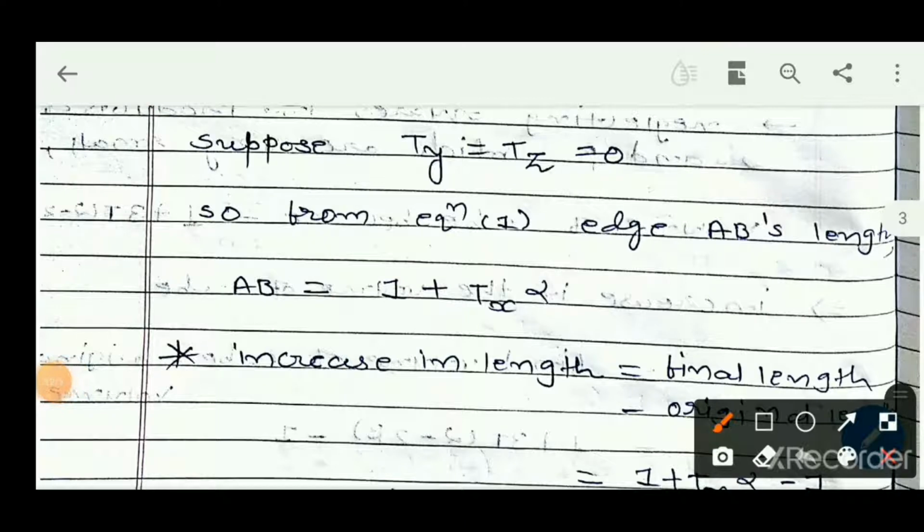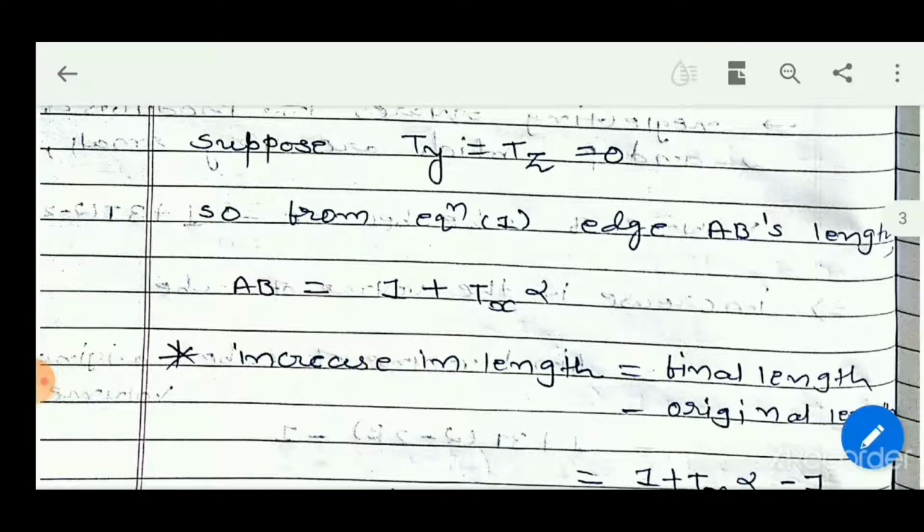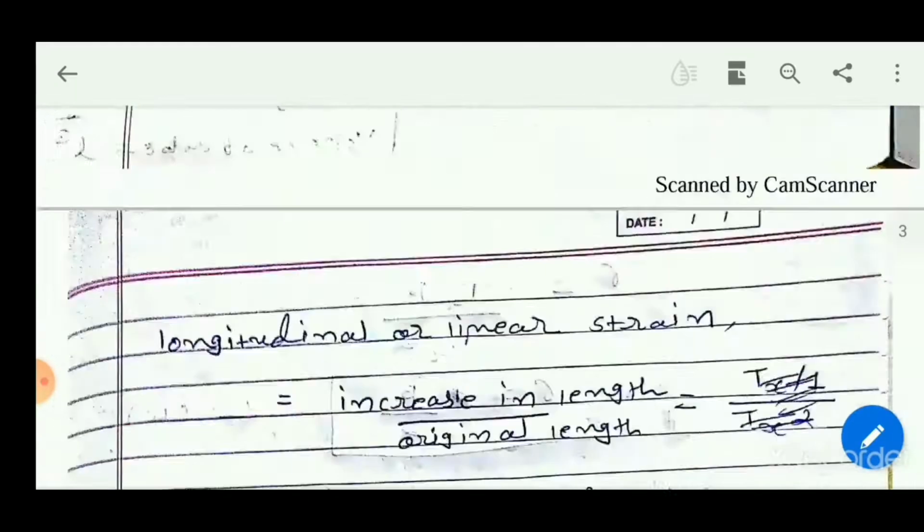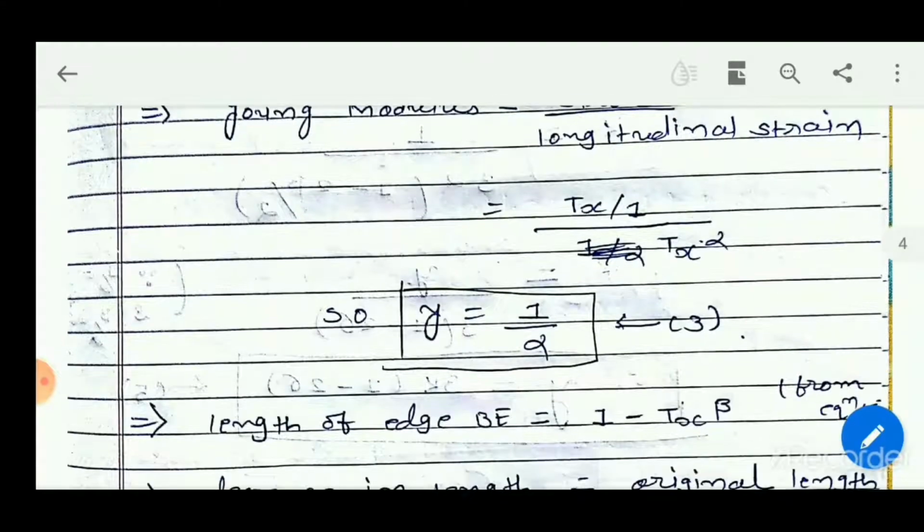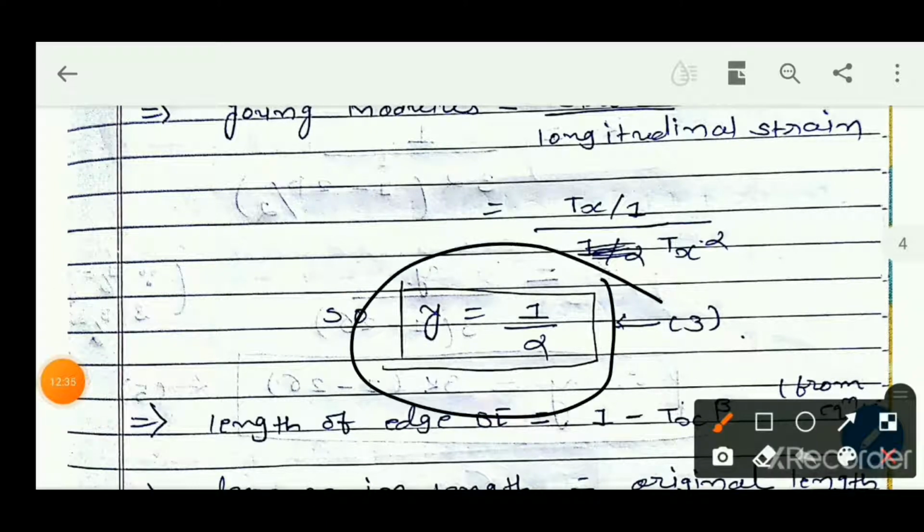We want the final length. And that's how we start our case 2, and we get the Young modulus Y is equal to 1 upon alpha. So it's also the relation between Y and alpha. Alpha is the elongation.